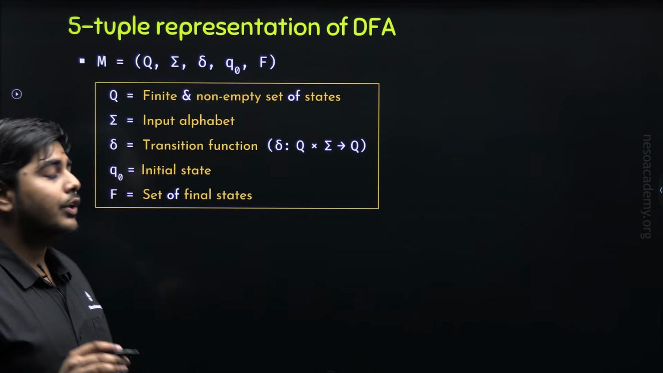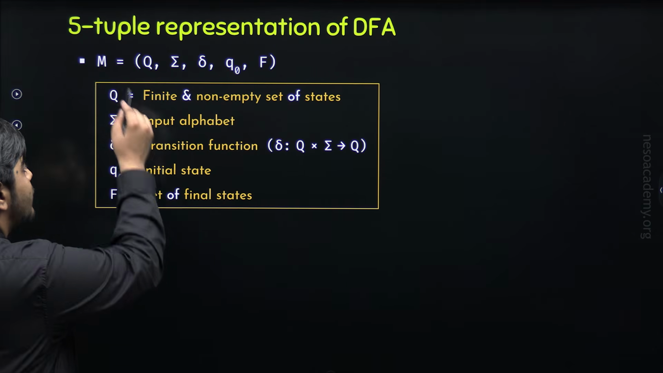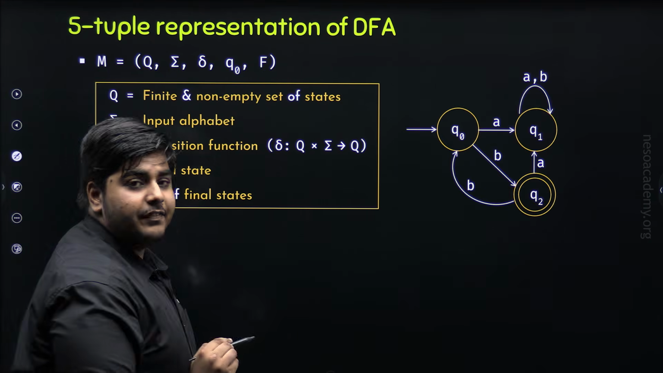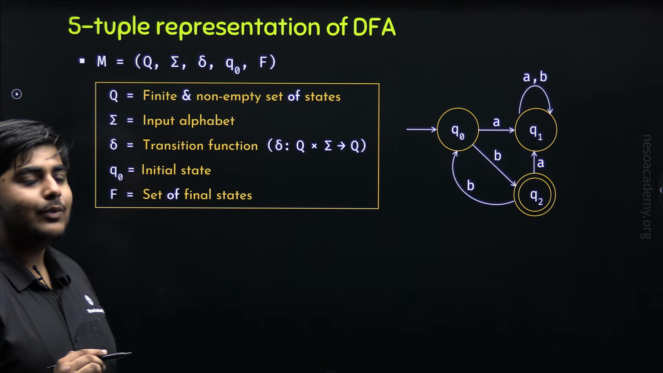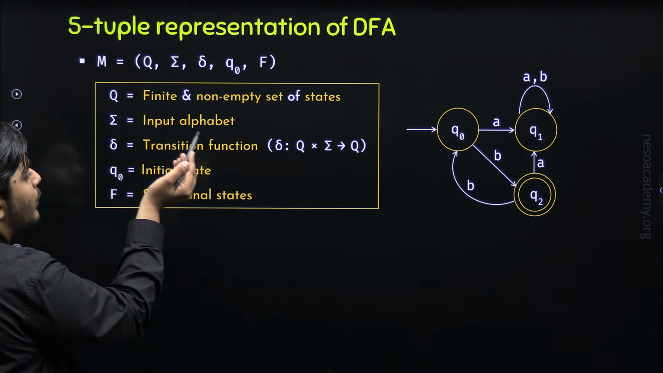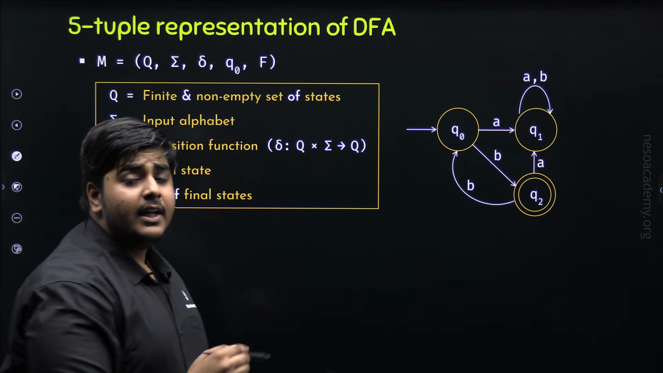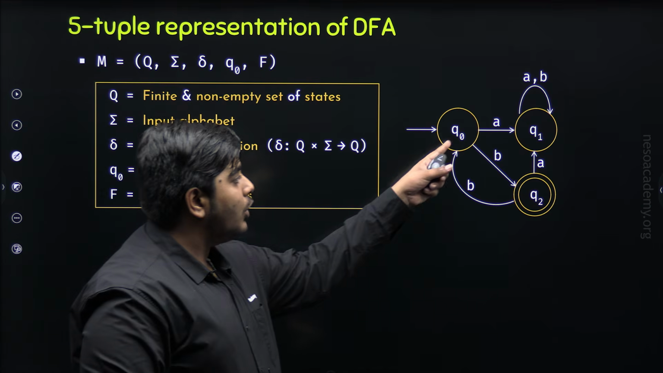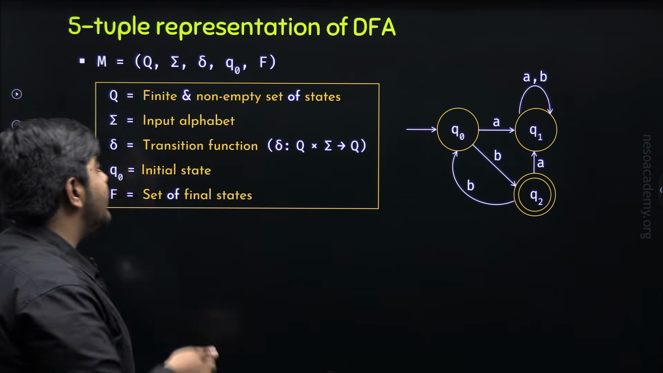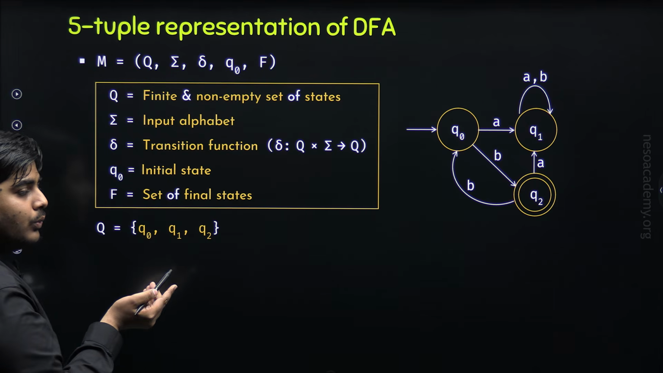So I hope you have understood the meanings of all these elements. Now we will find out the values of all of these elements one by one with reference to the given DFA. So let's start finding the values of each and every element. Let's start with the uppercase letter Q, which is simply the set of states. In this DFA, you can see that there are only 3 states, Q0, Q1 and Q2. And the set of all these 3 states is called Q. So Q is equal to {Q0, Q1, Q2}.